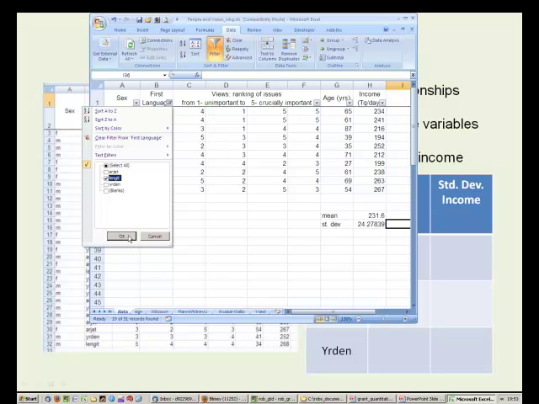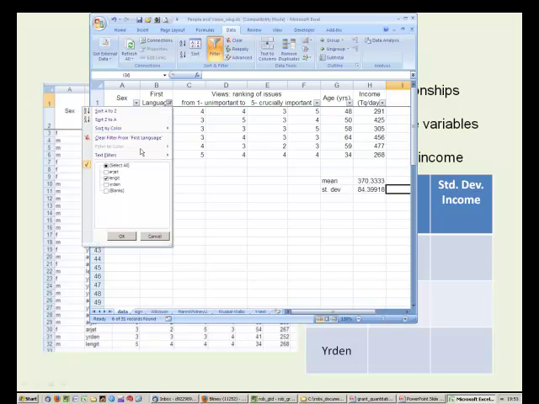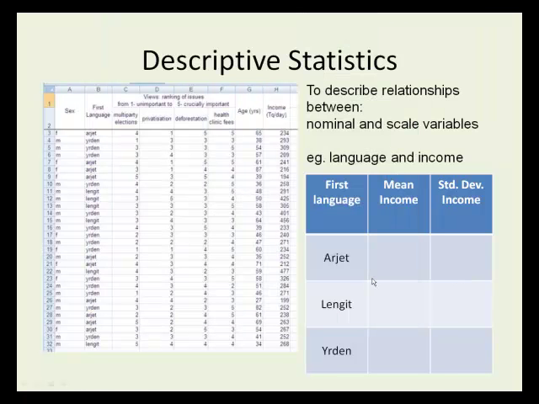which is Lengits. You can see that's their average, and then finally look at that's theirs. If you're using specialist software like SPSS, it'll do it even more easily than this in a couple of clicks. But in Excel, this is about as good as you can do. So what I do now is I go back to this presentation and I just fill in these numbers.